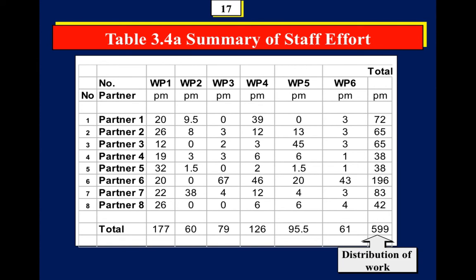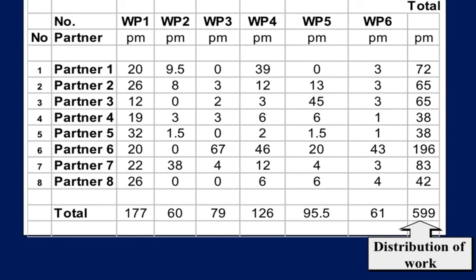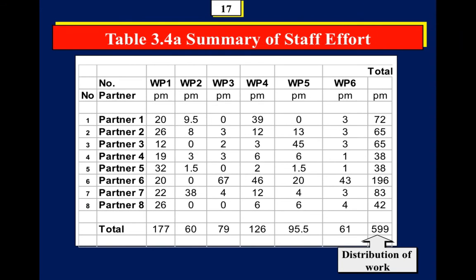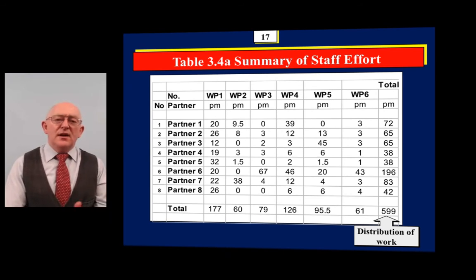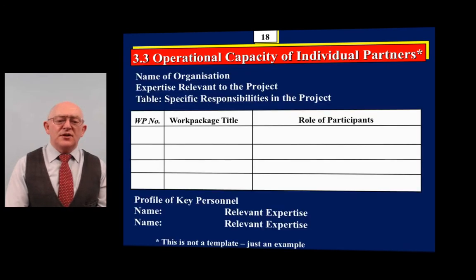Now, if you look at this column, and if you look at partner number 6, they have 196 person months in the project, whereas the coordinator, who's partner number 1, has only 72. So immediately looking at that column, I want to know, why is partner number 6 having such a large amount of work compared to all of the other partners? And then we can start looking across and looking at the distribution of the work. Now, when you're doing the budgets, this is the table that we start with. We look at the effort of each partner, the cost of each partner. So this is quite an important one when we're assessing the financial viability of the project.